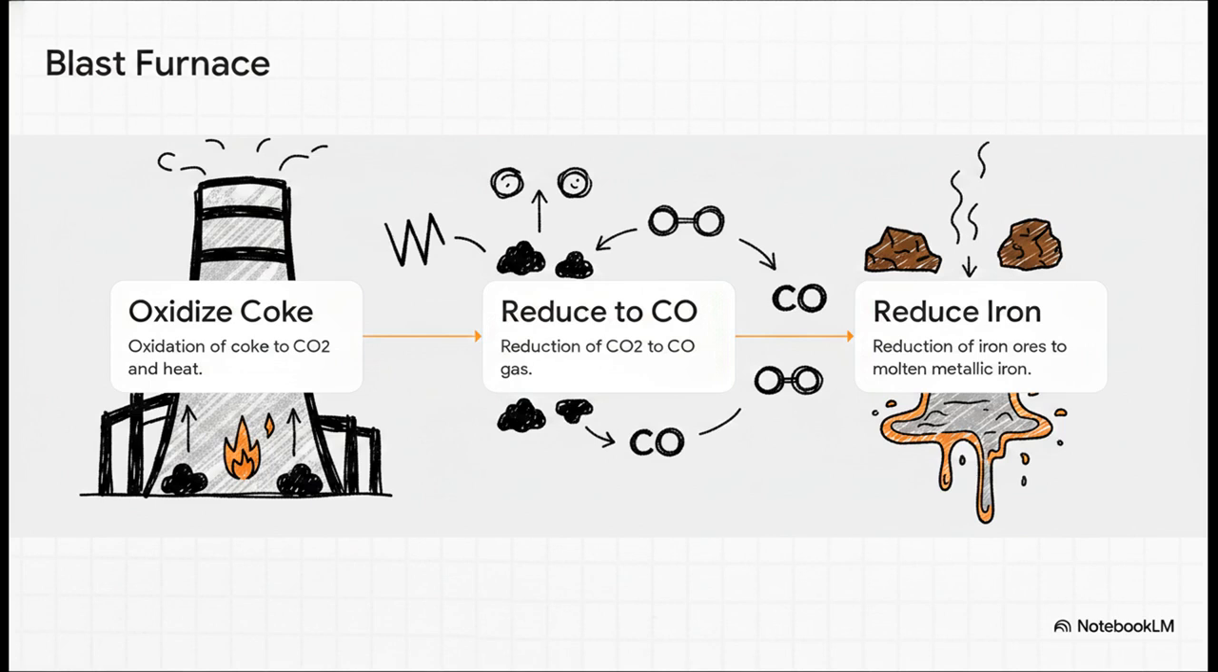First, we burn coke, which is a pure form of carbon, and that oxidizes to create carbon dioxide and a huge amount of heat. But wait, that CO2 is then reduced by more carbon to become carbon monoxide gas. And here is the magic. That carbon monoxide gas rises up through the furnace and actually strips the oxygen right off the iron ore, leaving behind pure, molten metallic iron just pooling at the bottom.